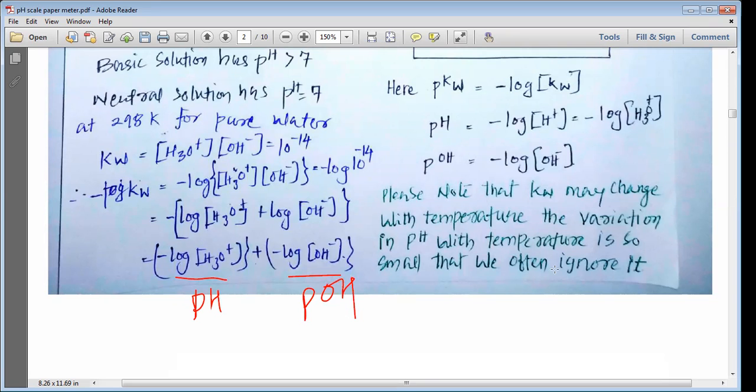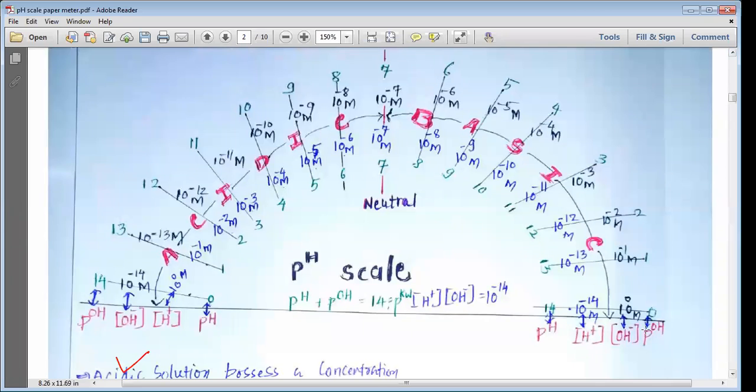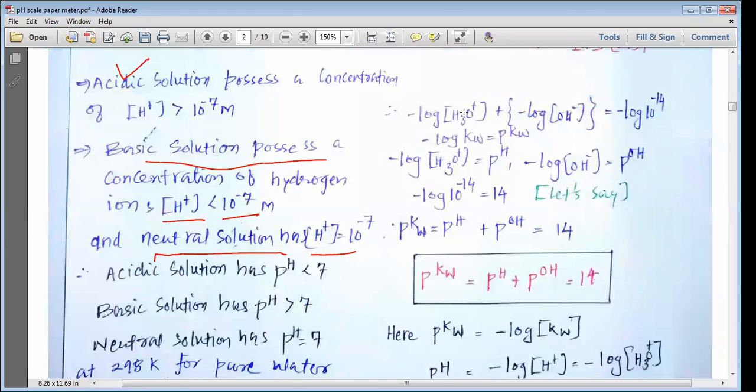So we can write these values as pH and pOH in the next equation, my dear students. Minus log of H3O plus minus log of OH minus is equal to minus log of 10 to the power minus 14. Minus log of Kw is written as pKw, minus log of H3O plus is written as pH, minus log of OH minus is written as pOH, and minus log of 10 to the power minus 14 is equal to 14.